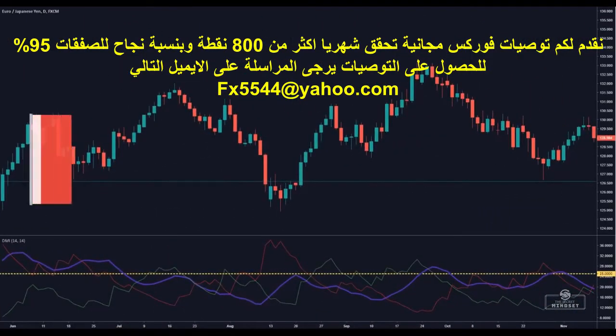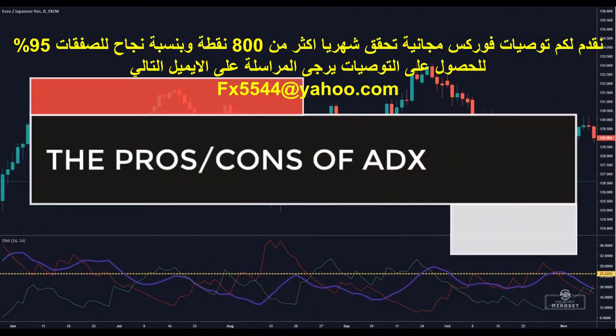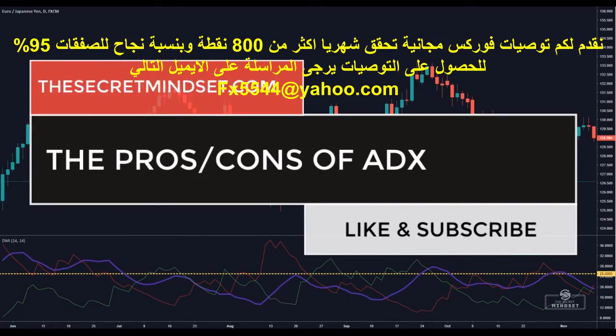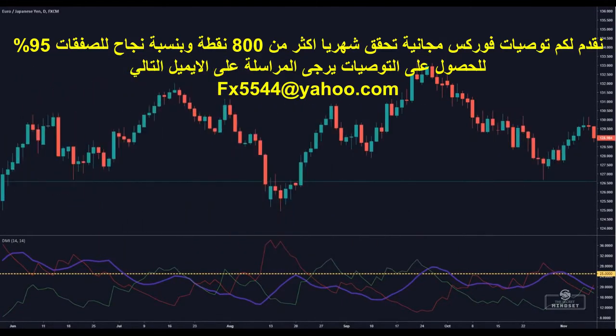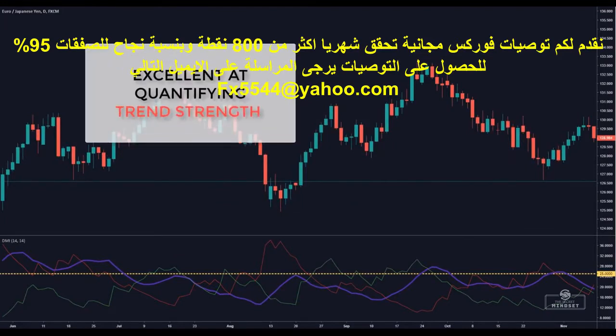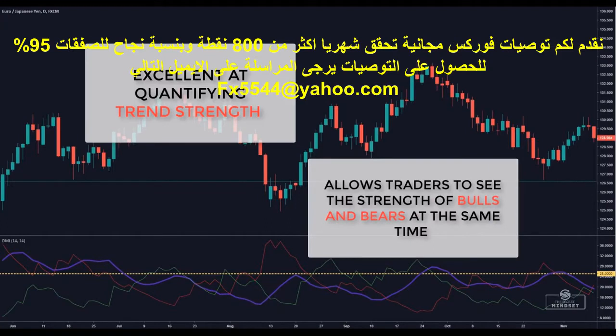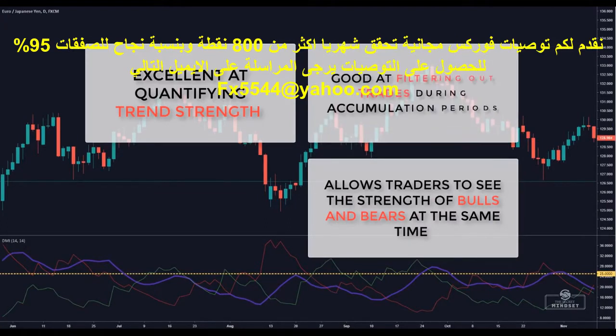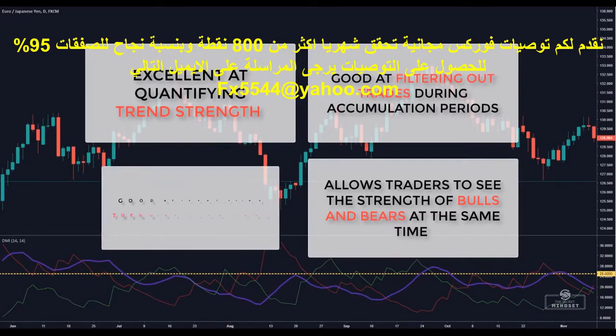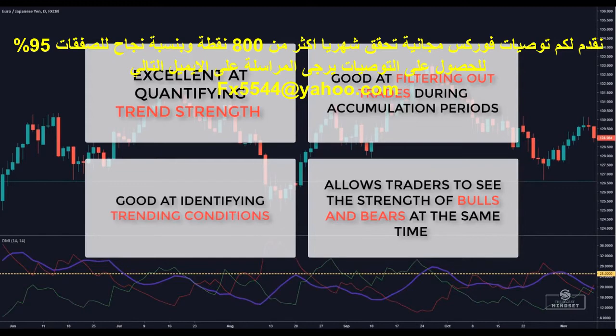Before you get into the trading strategy we'll use, let's consider the pros and the cons of using this indicator. So why is ADX useful for traders? First, it's excellent at quantifying trend strength. Also, it allows traders to see the strength of bulls and bears at the same time. Also, it's good at filtering out trades during accumulation periods and is also useful for identifying trending conditions.